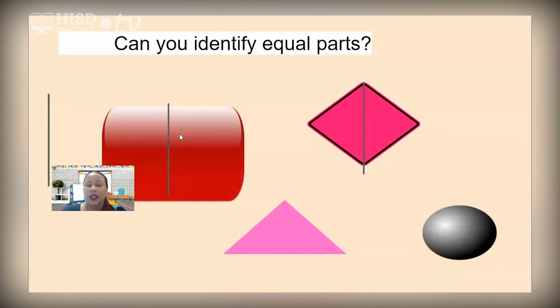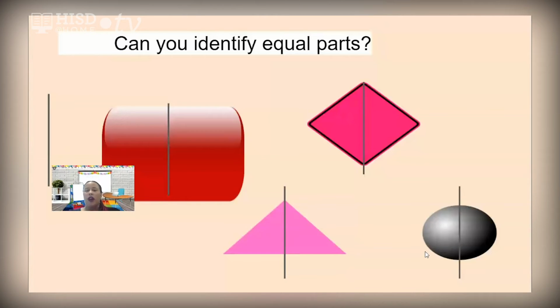Look here at this cylinder. We added a line to show equal parts on the cylinder. What about the triangle? Where do you think we could put a line to show equal parts? Right, if we want to show equal parts, we want to put the line right down this middle. And last, look at the sphere. Where would we put the line if we want to show equal parts on a sphere? We could put the line right down the middle.